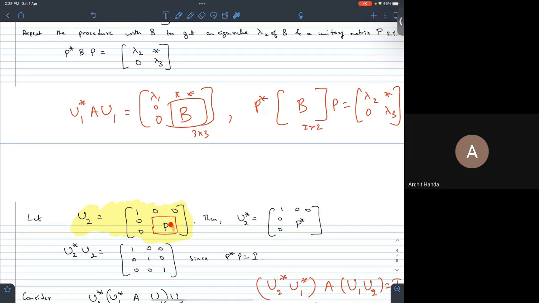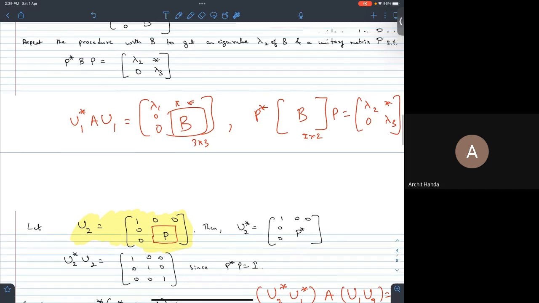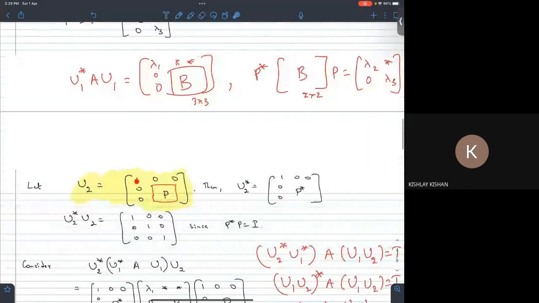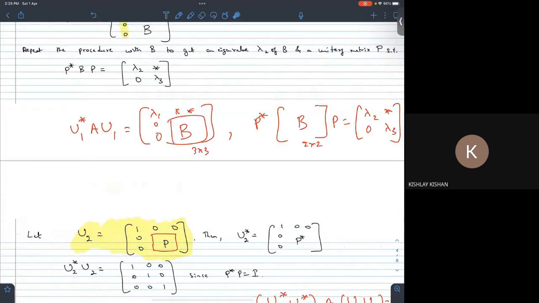I want to make the other matrix upper triangular. That's the reason why I put a P here. Is that intuitively clear? Yes, sir. See, the moment I get U1 star A U1 equals this, I'm happy with this column and this row. I don't have to make any more changes to that column and that row. Is that clear? Yes, sir. So when I make up a bigger U2 here, I'll retain these as is, and I'll work with the smaller thing so that that smaller matrix becomes like this.